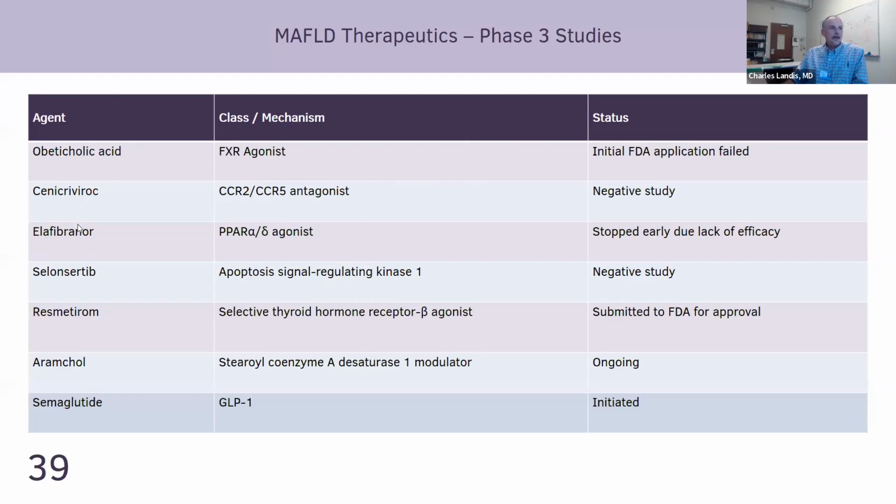These, I'm just going to run through. There's a series of negative studies here. I won't even mention them. Resmetirom is a very interesting liver-selective thyroid hormone receptor beta agonist, which actually had positive phase 3 results recently and was submitted to the FDA recently, so I'm excited to see where this goes. Lanifibranor, which essentially reduces hepatic steatosis, is ongoing. And there was a phase 3 study for semaglutide, but I actually don't know what the status of that is right now.